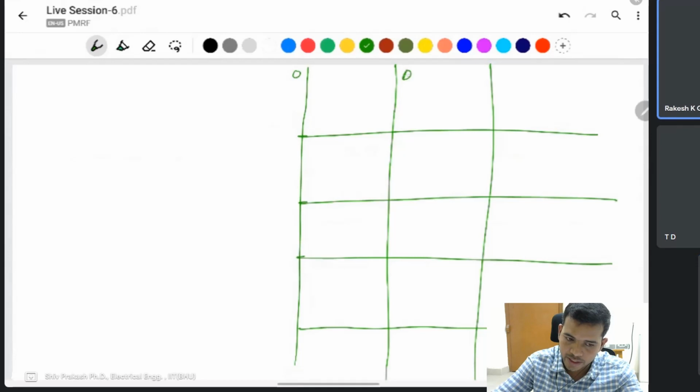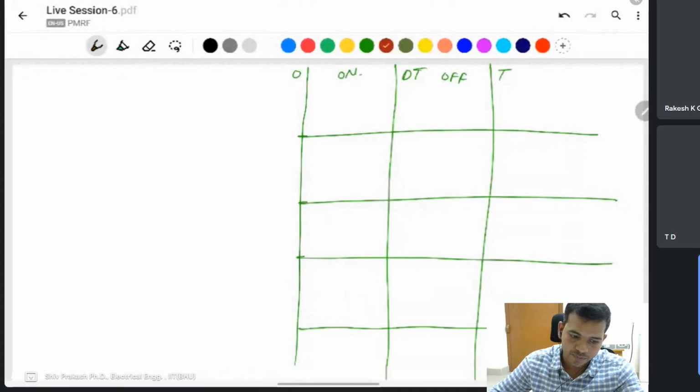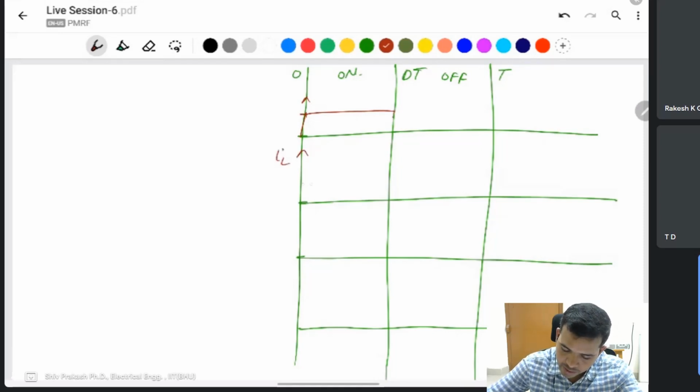Zero, dT and T. This one is dT, the on time. This one is the off time. If we take a signal here, then on, IL should start from some minimum, I minimum, to I maximum linearly, and then from I maximum to I minimum.